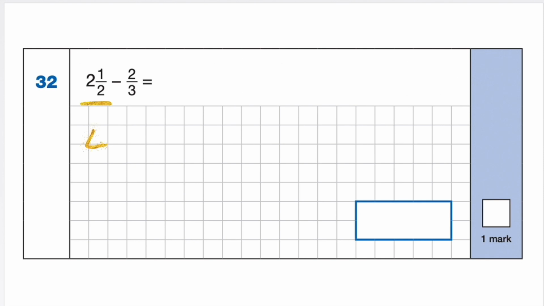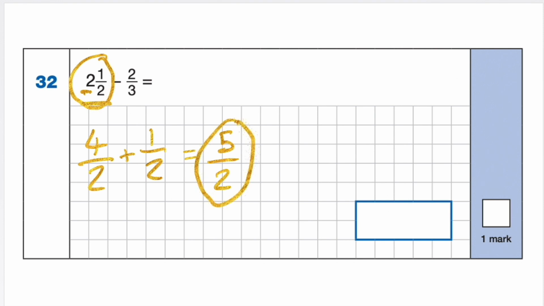4. So we've got 4 halves representing my 2. Added to my 1/2 gives me 5 halves. So this mixed number, 2 and 1/2, is equivalent to 5 halves. And now I can just do 5 halves, subtract 2/3, and I can see again I'm going to need to find some common denominators because 2 and 3 are different, and a common denominator of both would be 6.